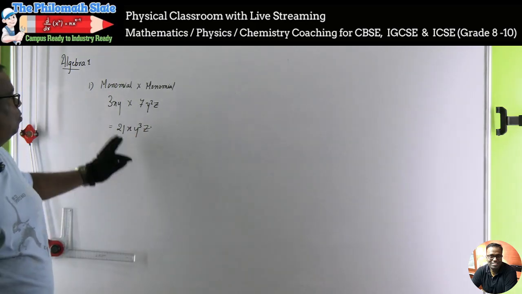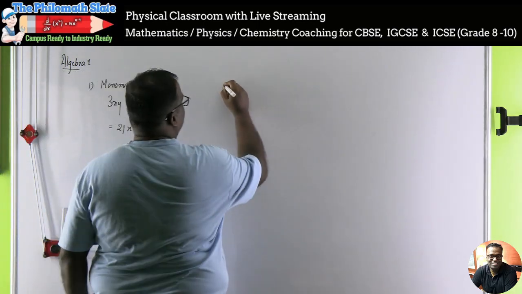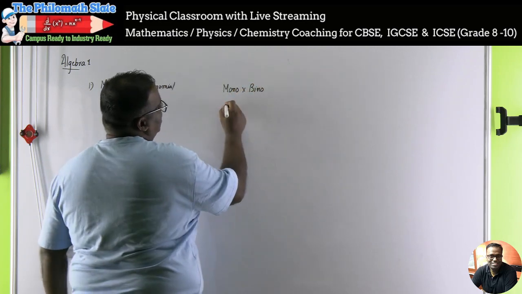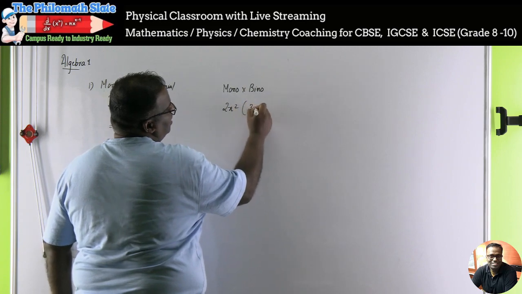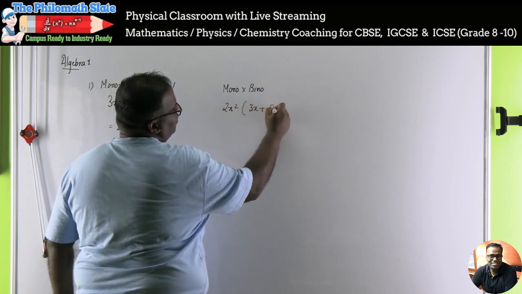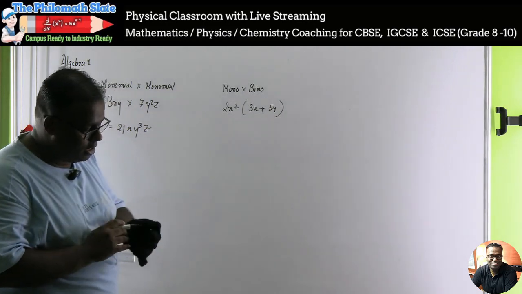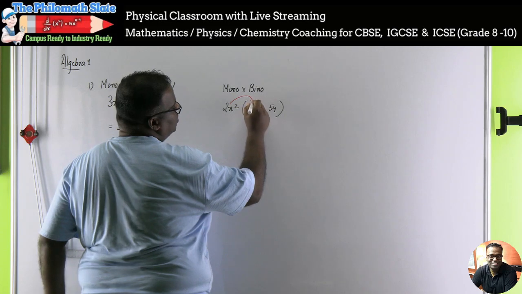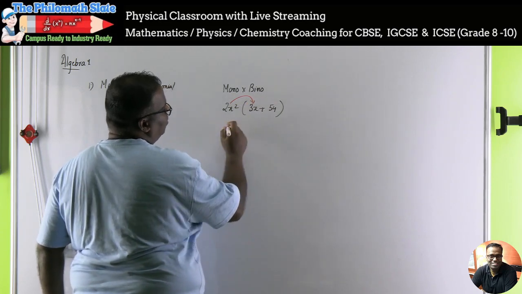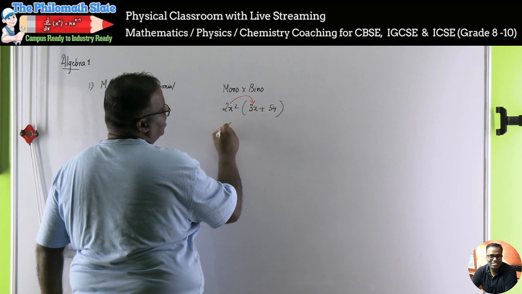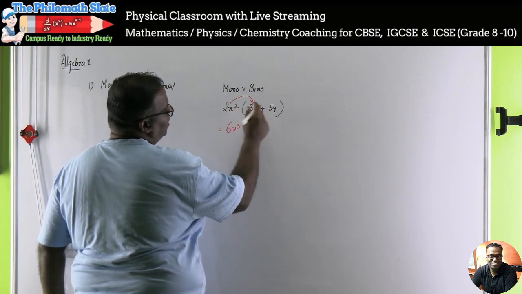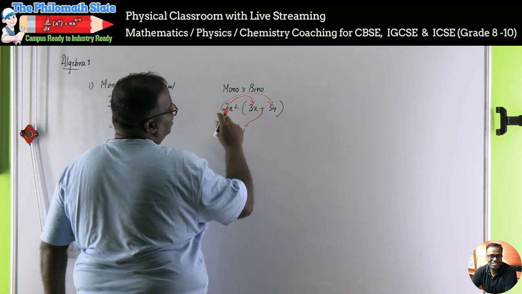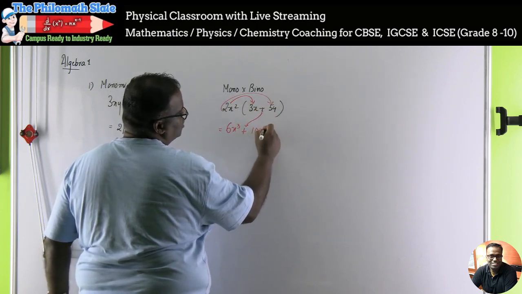ठीक है, mono. Next type we see is mono into bino. Mono bino is like kabaddi. 2x square multiplied by 3x plus 5y. In kabaddi we will do raid. So this one will raid this bracket. पहले ये इसको raid करेगा, means multiply करेगा. करो. 2 into 3 कितना हुआ? 6. x square x cube. करने के बाद whatever is this sign वो बीच में आएगा plus. Now it will raid this one. 2 into 5 10 x square y. Done.